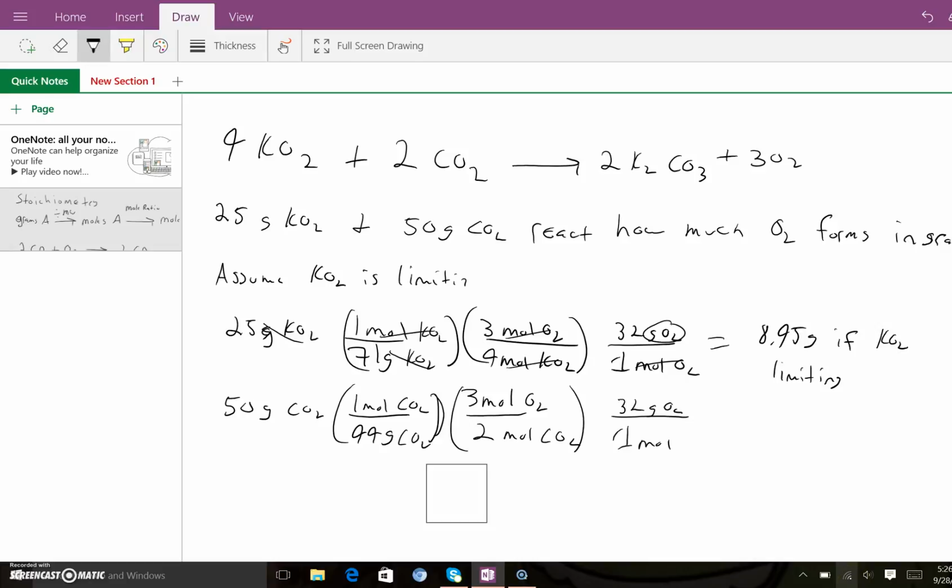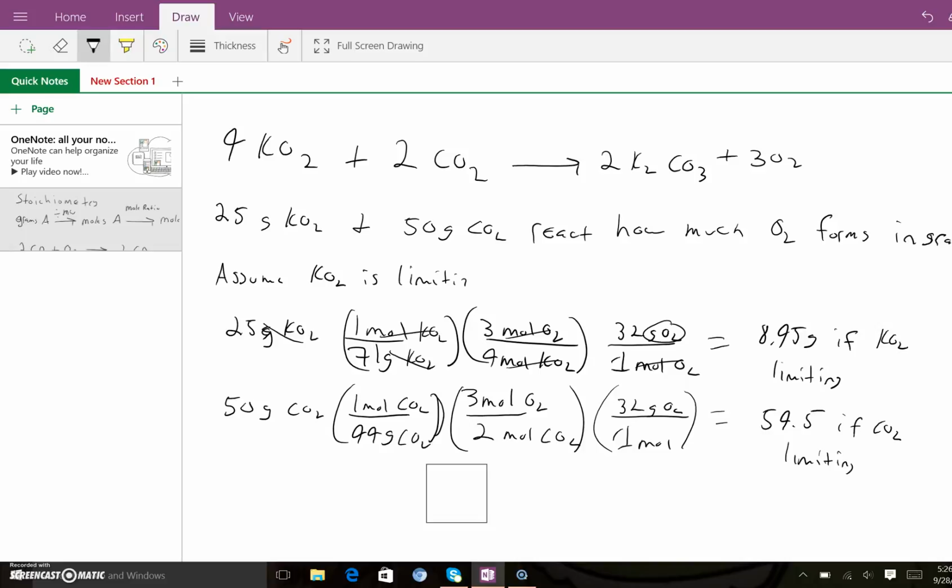So notice there's only 2 things that are really different. We assume that CO2 was limiting, so our mole ratio is slightly different because we're looking at CO2 this time, but our final step is the same because we want grams of oxygen. If we do that, we get 50 divided by 44 times 3 divided by 2 times 32, which gives me 54.5 grams if CO2 is limiting.